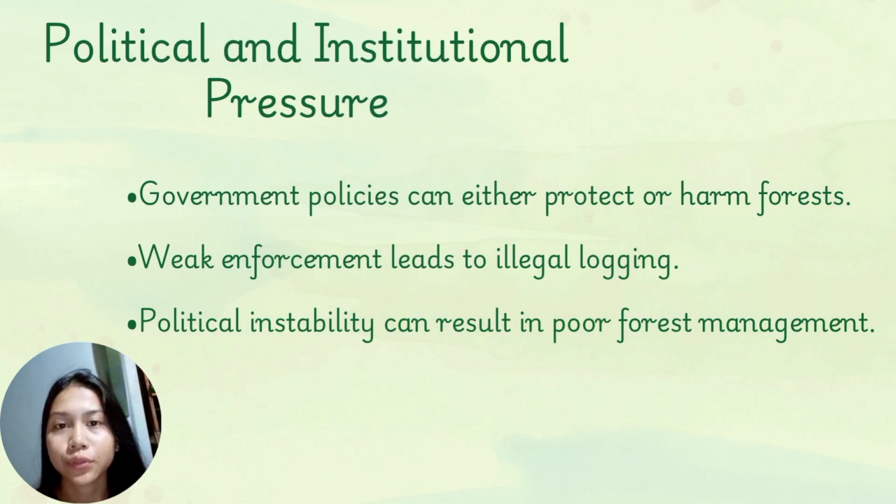Political and institutional pressure. Government policies can either protect or harm forests. Weak enforcement leads to illegal logging. Political instability can result in poor forest management. Government decisions and the political system greatly affect forest protection. Weak law enforcement may allow illegal logging and forest destruction. Political instability can also reduce the effectiveness of forest management programs and conservation efforts.